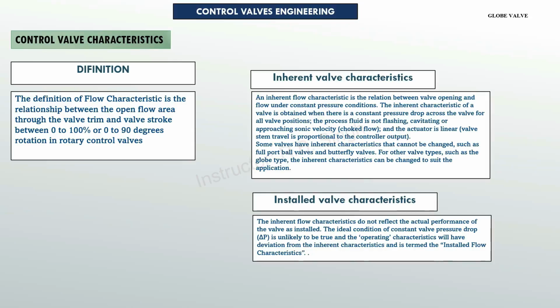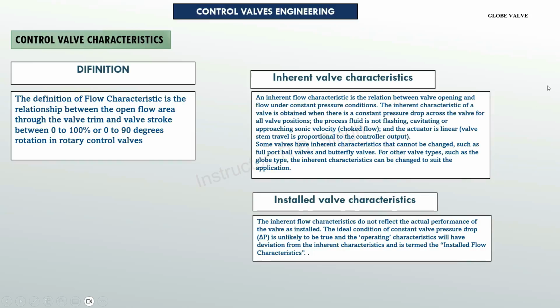The definition of flow characteristics is the relationship between the open flow area through a valve trim and the valve stroke, between 0 to 100% for linear action valves, just like a globe valve, and 0 to 90 degrees for rotary valves. There are two types of characteristics. One is called inherent valve characteristics, and the second is called installed valve characteristics.